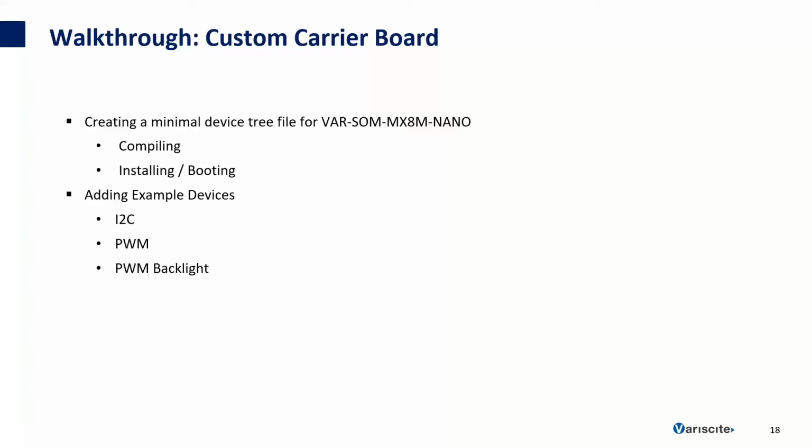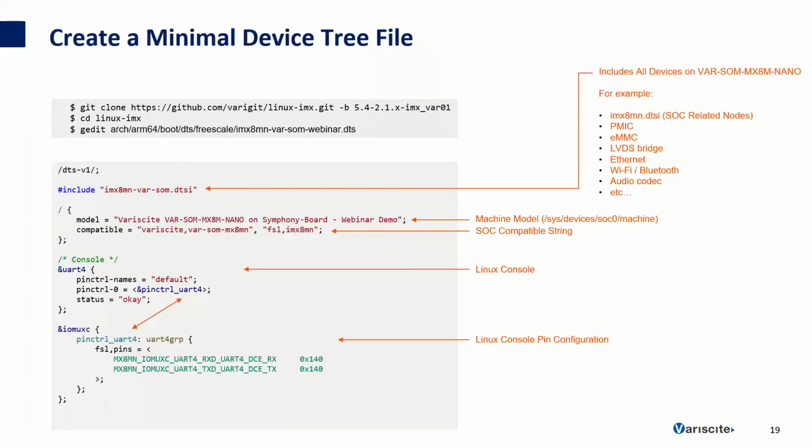on the evaluation kit. And then I have examples that we can walk through for how to add a new I2C device to our device tree, how to add a PWM device and a PWM backlight device. For the purpose of this presentation, I'll only have time to walk through adding the example I2C device, but at the end, I've attached the examples for the PWM and PWM backlight, and you'll be able to download these from an email after the presentation.